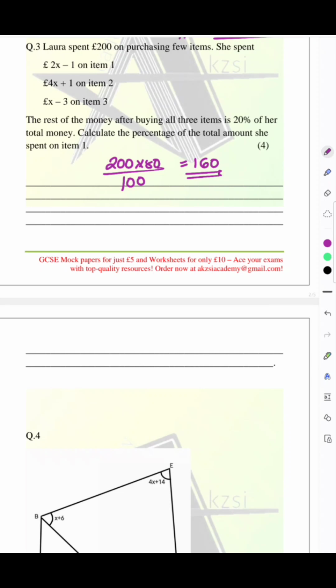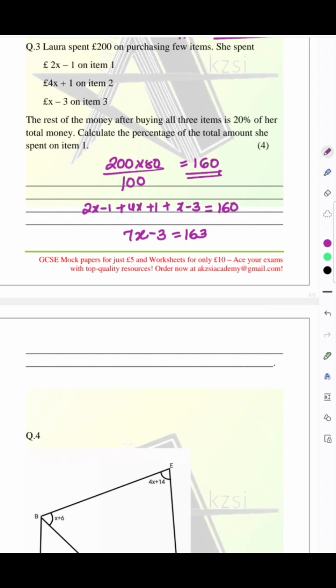The cost of item 1 is 2x minus 1. Cost of the second item is 4x plus 1. And for the third, it's x minus 3. If I add them up, it will be equal to 160. Obviously, she has spent 160 on these 3 items. So adding it up, it will give me 7x minus 3 is equal to 163.